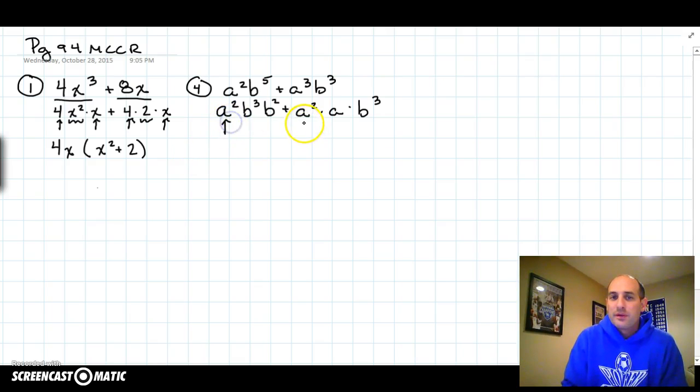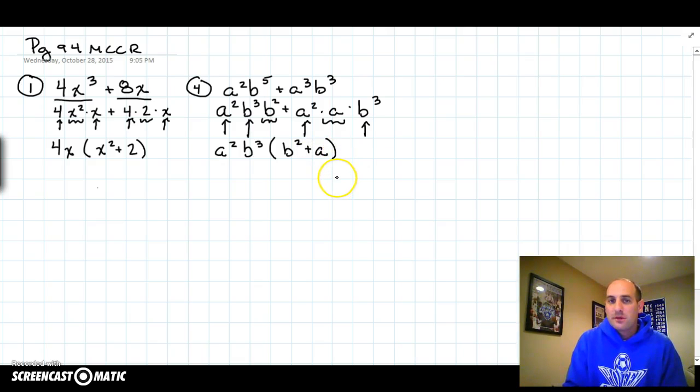I see an a squared in the first and the second term. I see a b cubed in the first and the second term. Doesn't matter where it is in the expression because those are separated by multiplication. So my common factor is going to be a squared b cubed. That's going to be pulled out front, and then I look at what's left. This and this are left, and they're separated by a plus sign. So I'm going to have my b squared plus a.